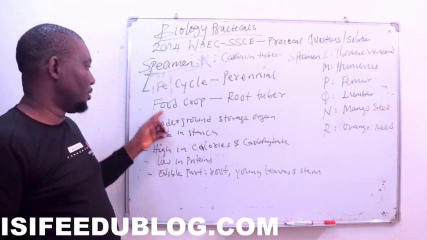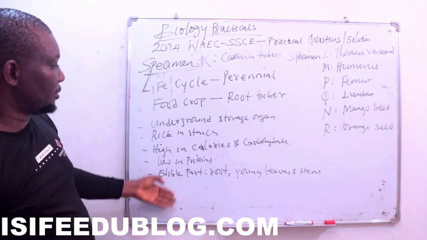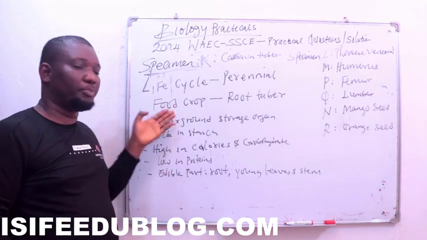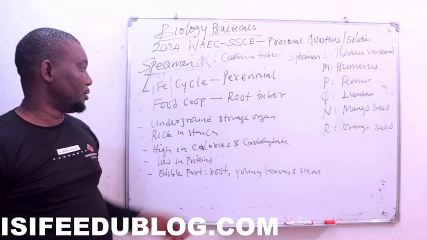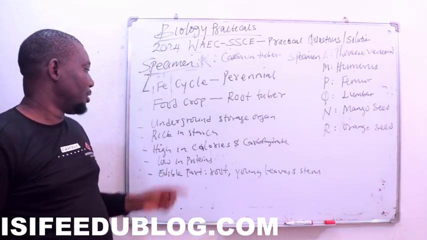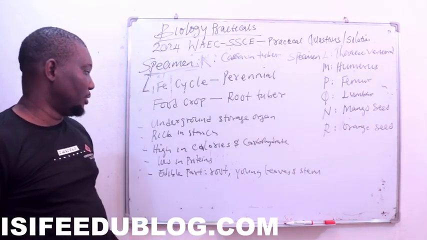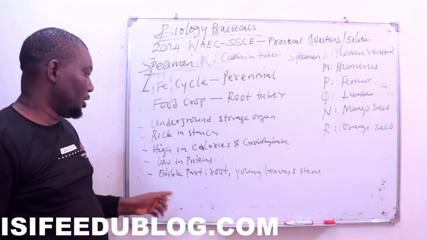If you look at this, these are some important facts about the cassava tuber. Underground storage organ, it is rich in starch, high in calories and carbohydrates, low in protein, edible parts.